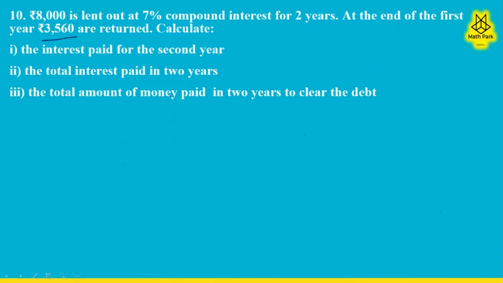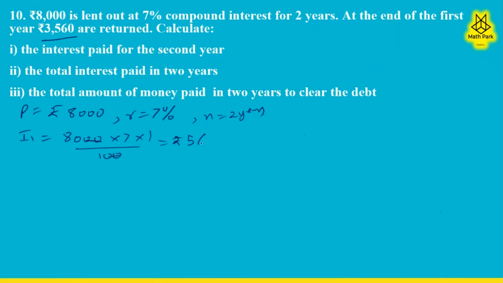Now, for this, we are given the principal is equal to rupees 8,000. The rate of interest is given as 7%, and the period is 2 years. So let us first find the interest for the first year. Let me take it as I1 equals principal into rate into 1 year upon 100. So 7 8s are 56, which gives rupees 560.